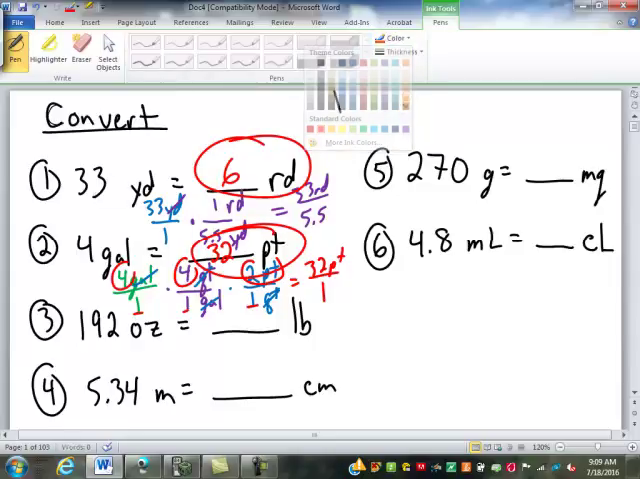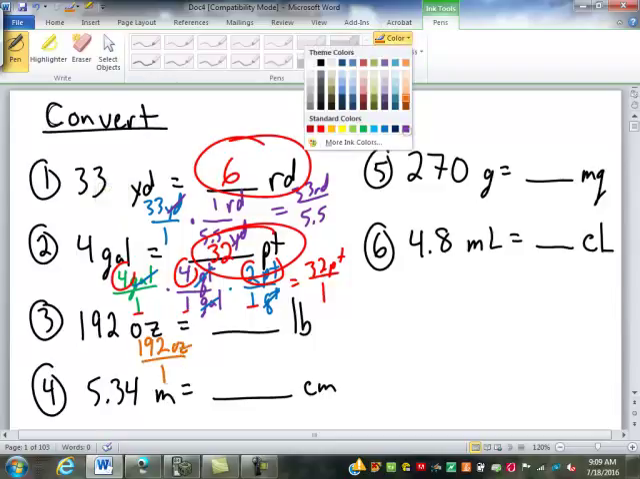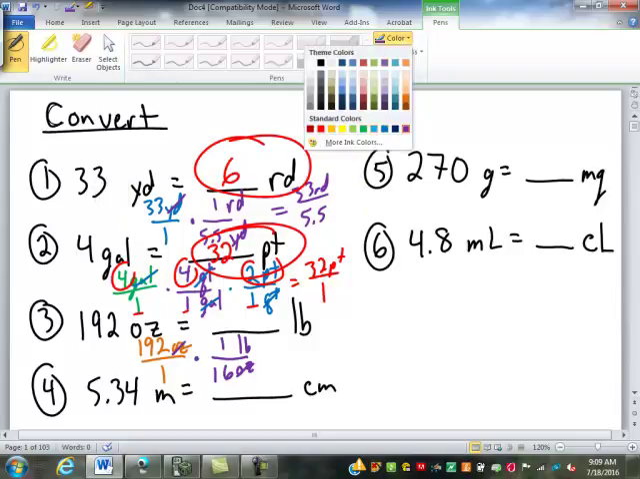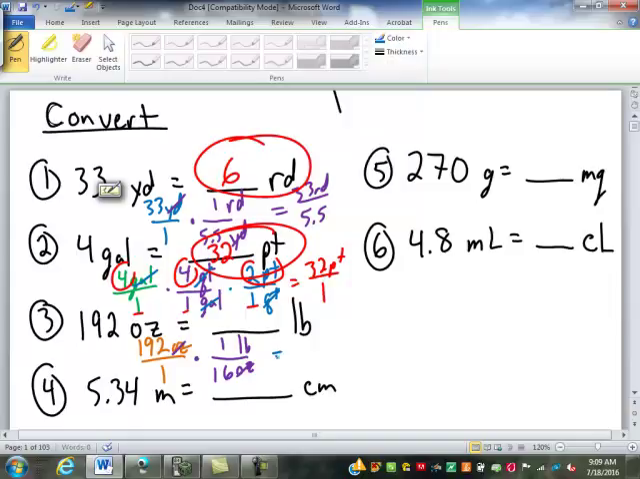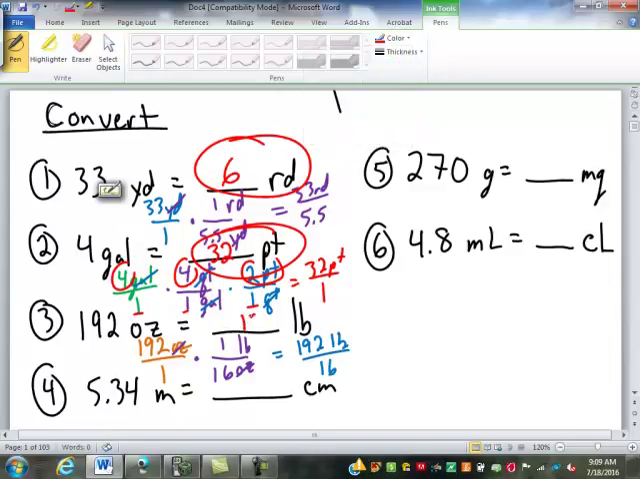For the next one here, 192 ounces. Again, we put that over 1. Getting rid of ounces, so ounces go on bottom, so they cancel out. Pounds on top, and we know that 1 pound is 16 ounces. So as we multiply here, 192 times 1 pound is 192 pounds. 1 times 16 is 16, so we're going to have to divide. 192 divided by 16 is 12 pounds.